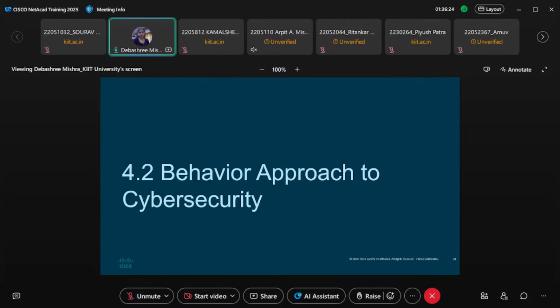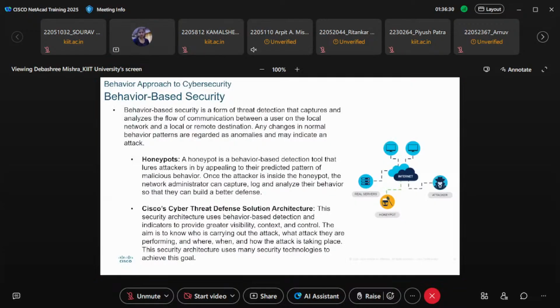Okay. Now next we'll be talking about the behavior approach to security. When we talk about the behavior approach to security, we are talking about certain forms of threat detection. We capture that data, detect and analyze the threats, then communicate that particular threat or malware to the users, the network team, and the local and remote destination teams, and see how we normalize our organization against that kind of anomalies. So in that way, it has been divided.